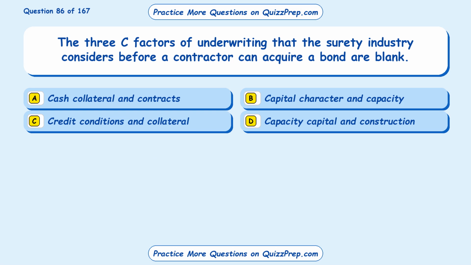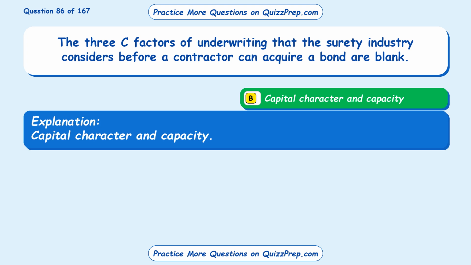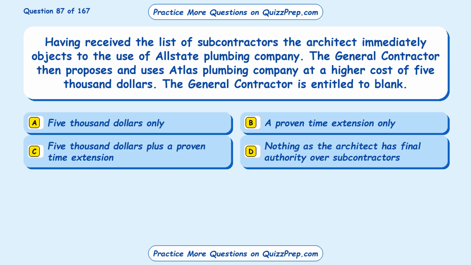Question 86. The 3C factors of underwriting that the surety industry considers before a contractor can acquire a bond are blank. Option A, cash, collateral and contracts. Option B, capital, character and capacity. Option C, credit, conditions and collateral. Option D, capacity, capital and construction. The correct answer is Option B, capital, character and capacity.